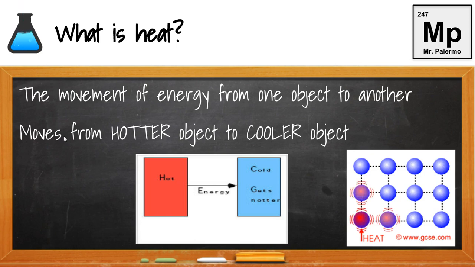So what is heat? Heat is the movement of energy from one object to another. So it's going to move from the hotter object to the cooler object. As you can see here in the animation, if we apply heat to this one particle here, we see that the heat then is radiating or being transferred out from the hotter object to the cooler objects. And it's going to do so until we reach thermal equilibrium, until everything is the same temperature in a closed system.